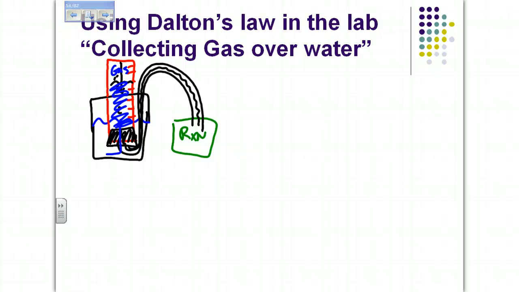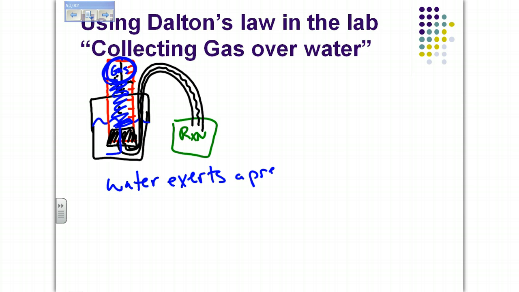When we do this, the gas is going to exert some amount of pressure downward, and that pressure is going to equal a certain value. However, because we're collecting this gas over water, the water exerts a pressure as well, because the water, depending upon temperature, always forms some vapor.